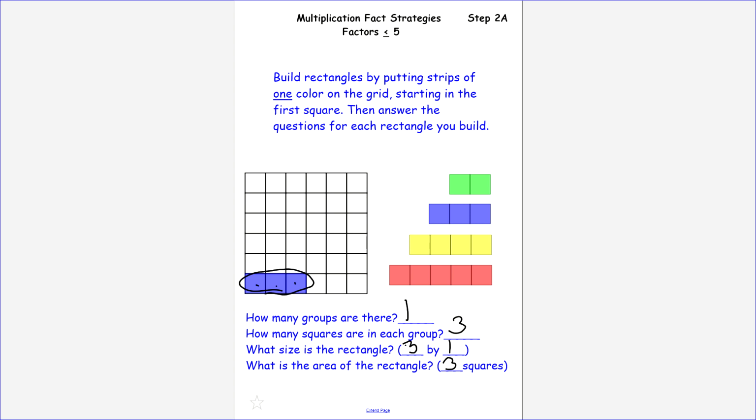So if we know that this is a 3 by 1 rectangle with 3 squares in each row and 1 row, we also know that 3 times 1 equals 3. The commutative property of multiplication says that we also know 1 times 3 equals 3, because we can change the order of the factors without changing the product.